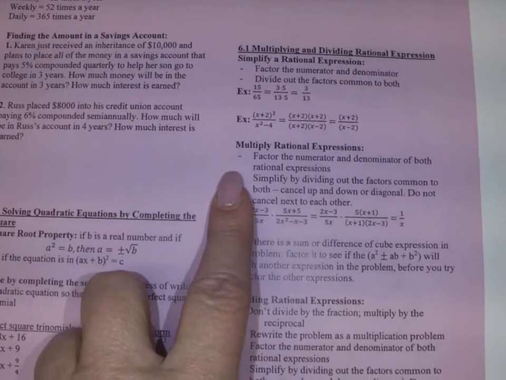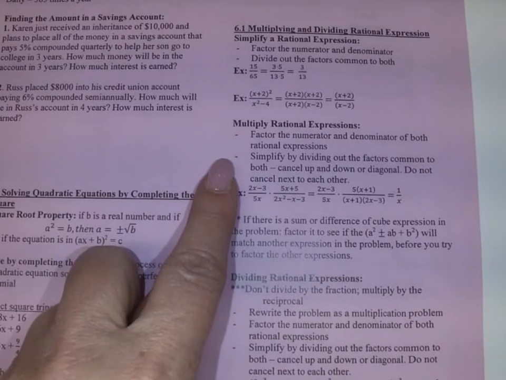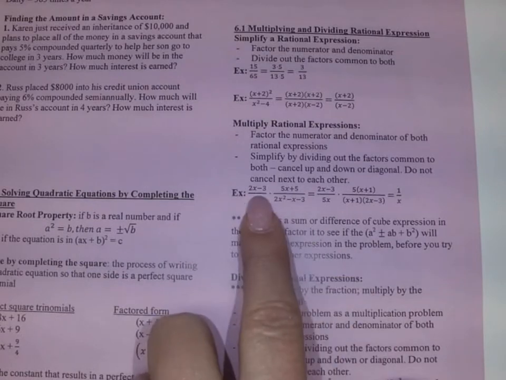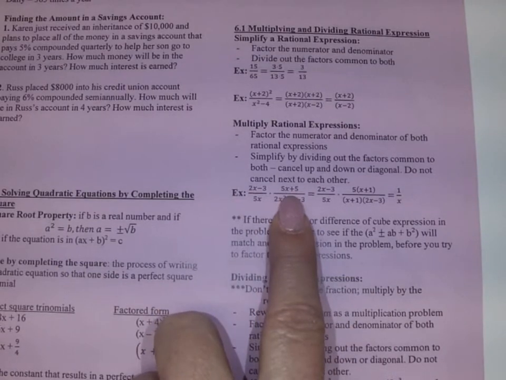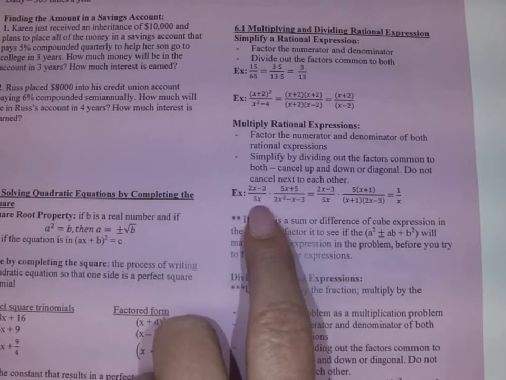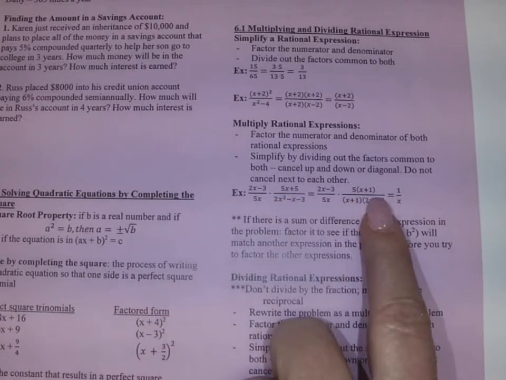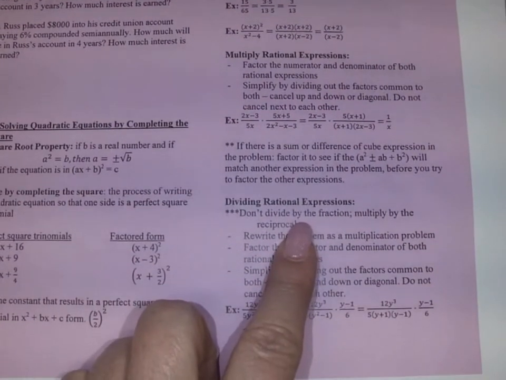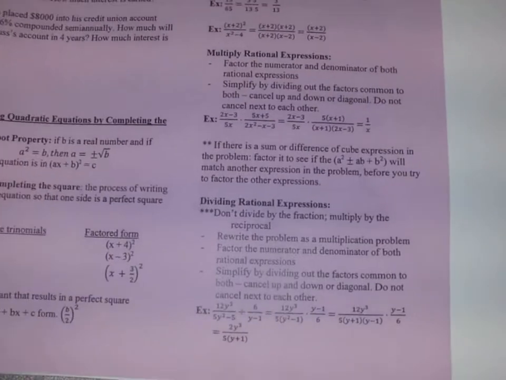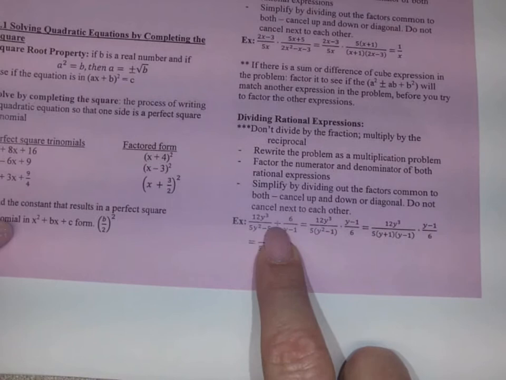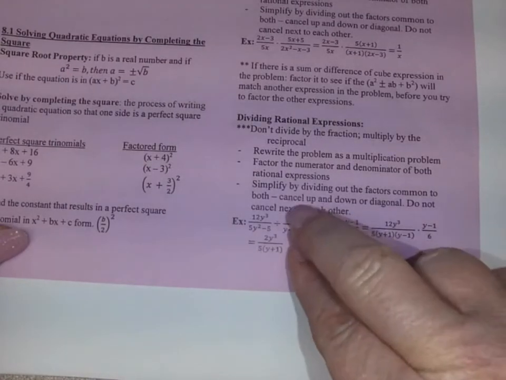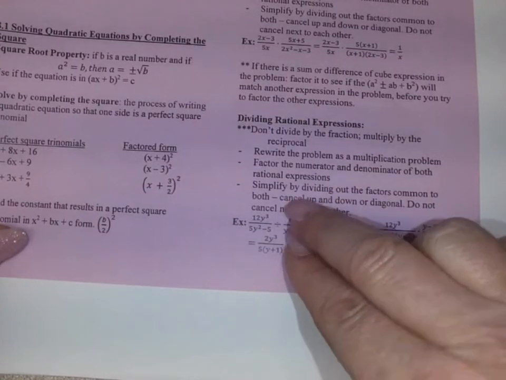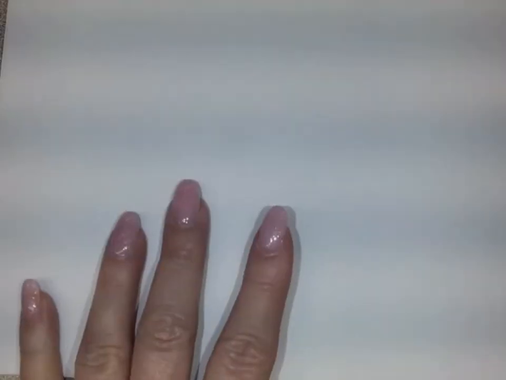Multiplying rational expressions, that would be where we factor the numerator and denominator on both of them, and then simplify by dividing out. So if we have a problem that looks like this, we need to factor, these are not factorable at this point, so we will factor these parts and then we'll cancel what they have in common. And if we're dividing, the thing we have to remember with dividing is when you divide, we will flip the second fraction over because we don't divide by fractions, we multiply by reciprocals. So we'll flip that over to do that one.